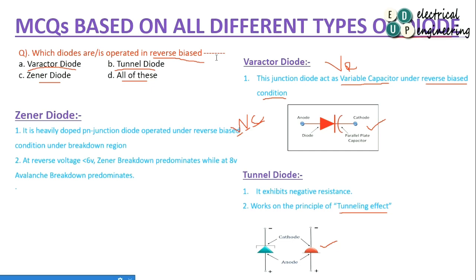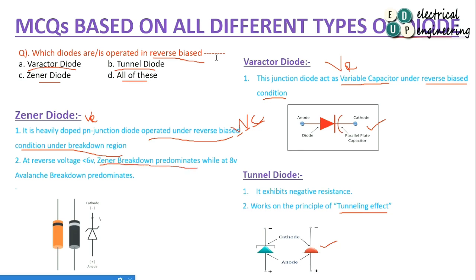Now go to the Zener diode. It is a special type of diode which is prepared to operate under the reverse biased condition in the breakdown region, where VR, that means reverse voltage, is constant, which is equal to the Zener voltage. At reverse voltage less than 6 volt, it is known as Zener breakdown predominance, while at reverse voltage greater than 8 volt, it is known as avalanche breakdown predominance.